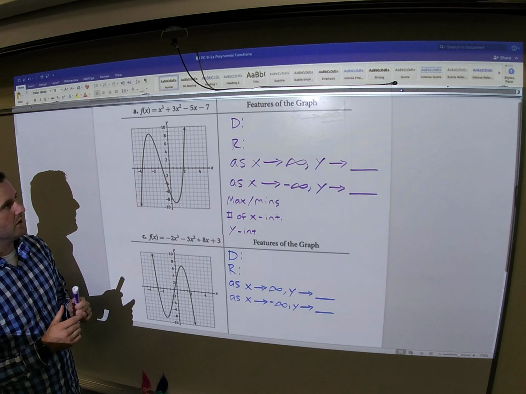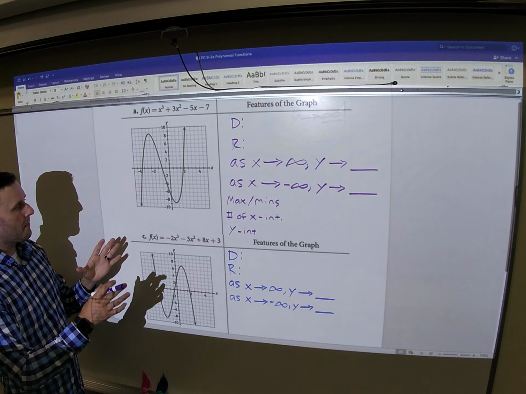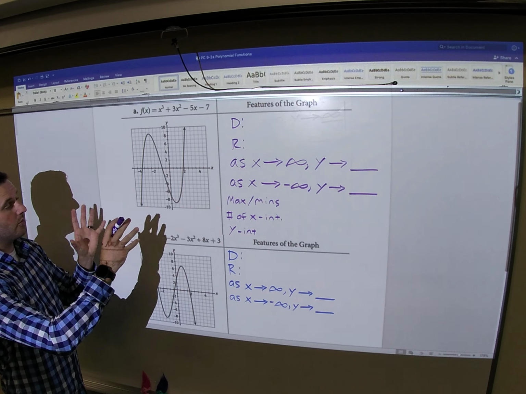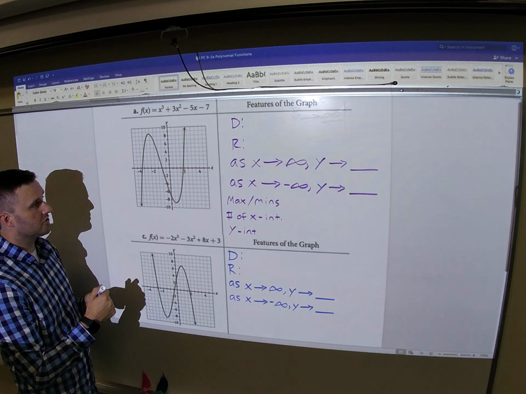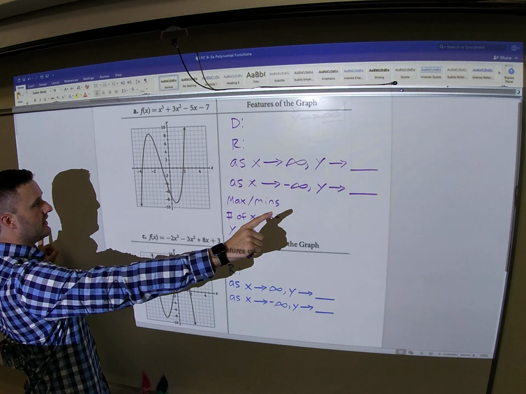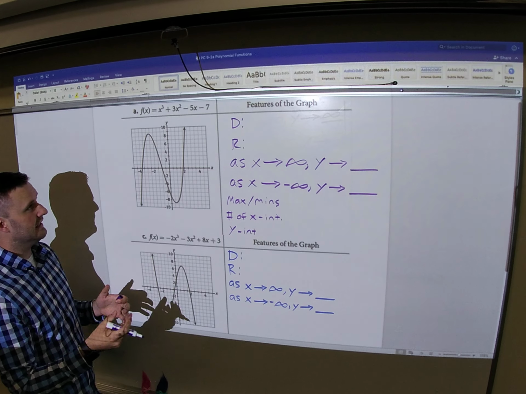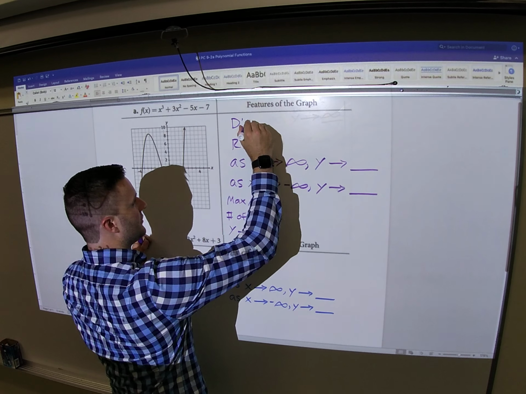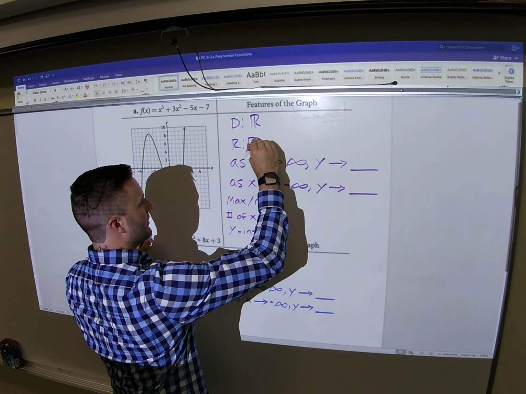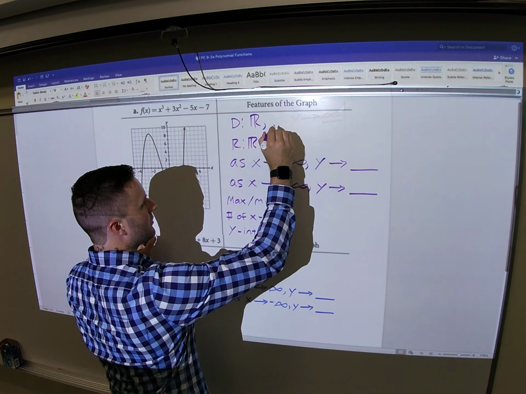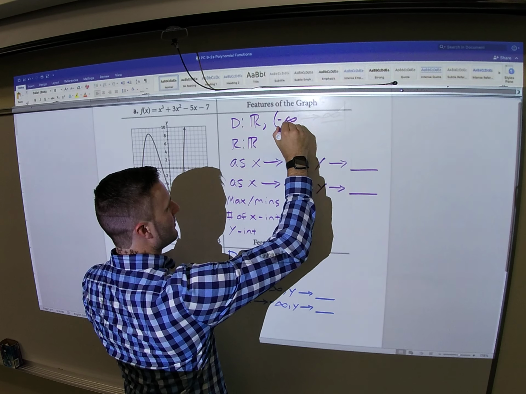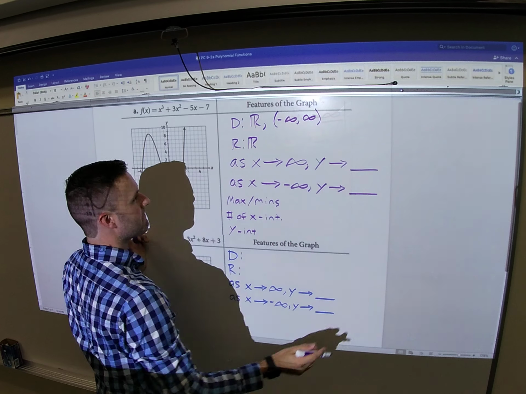And so what I want to show first is domain and range. With these functions, domain is all real numbers in this case, and range is also all real numbers. We have an unlimited number of x values that we could plug in and get an output. And so domain and range are all real numbers. If you want to do interval notation, you could say it's from negative infinity to positive infinity.